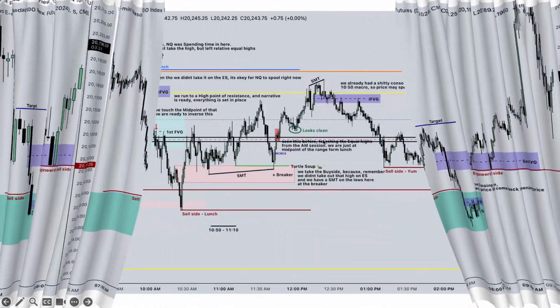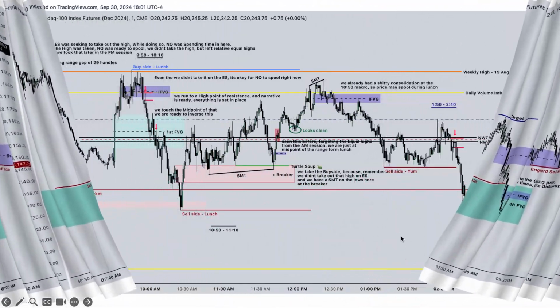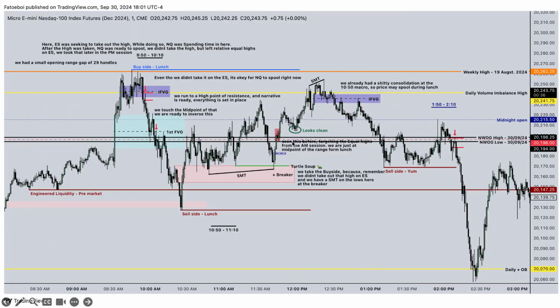Then the moment we've all been waiting for, the AM session and part of the PM session and the lunch macro. And that is what it's going to be about today.